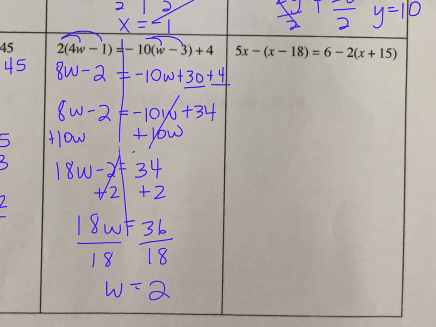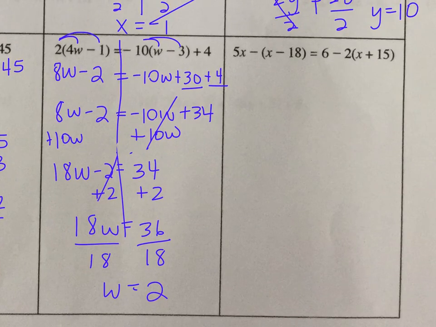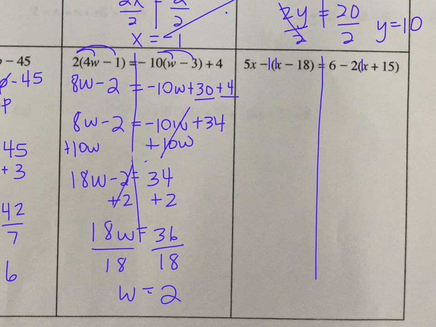All right, last one. This one, we are going to do all 6 of the steps. So the first step is to distribute. Well, the first step is I'm going to add a 1 right here and a 1 right here and a 1 right there. Now I'm going to distribute. So I just copy the 5x minus 1x plus 18 equals 6. I'm going to distribute this minus 2x minus 30.